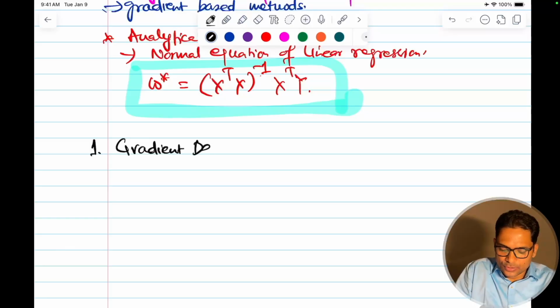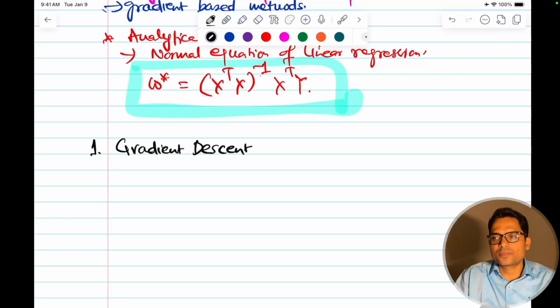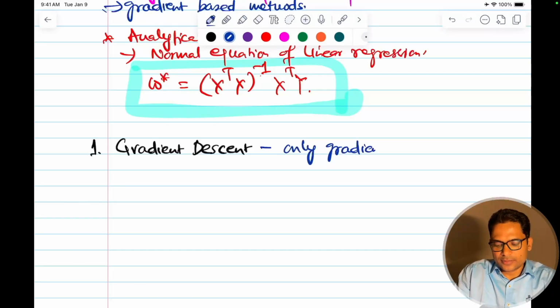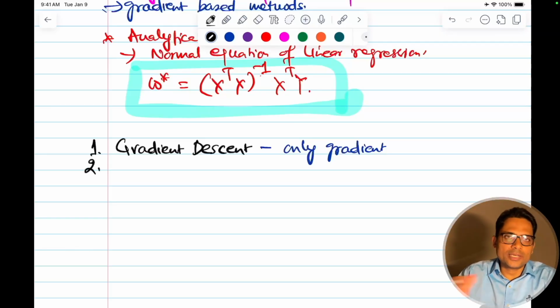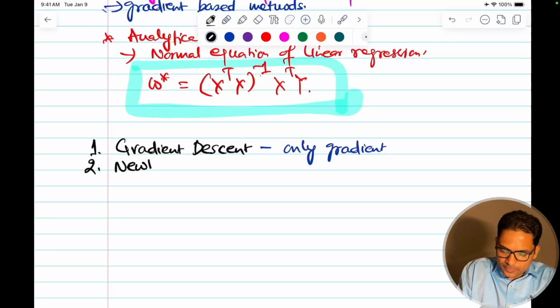This algorithm is used everywhere. It uses first order methods, so it uses only the gradient. And there's another method which is not used directly, but is used in combination with other algorithms, which is Newton's method.